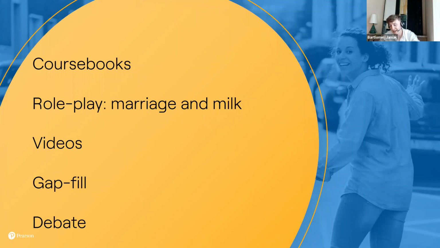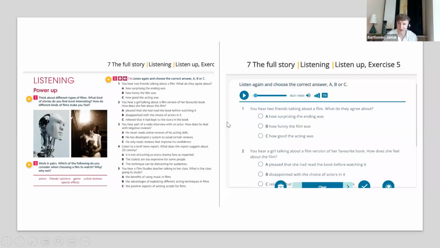And the name of the debate and the themes should be related to the knowledge and to the current theme of your particular students. So there's several options to work off. Of course, when you work with the books, like the Gold Experience or the Roadmap, sometimes you've got the recordings and you've got the options. You hear 2 friends talking about the film. What do they agree about? So you have the options given.